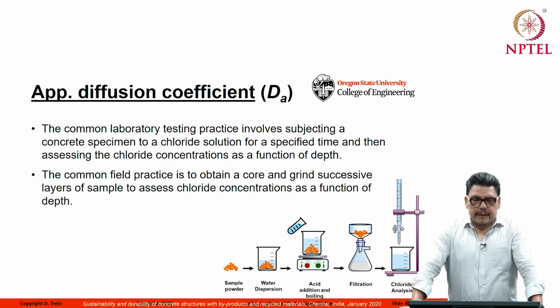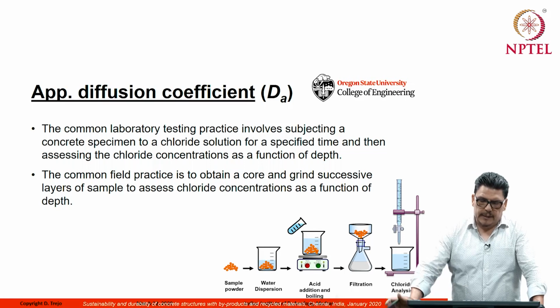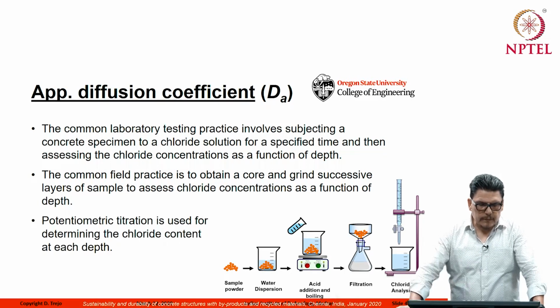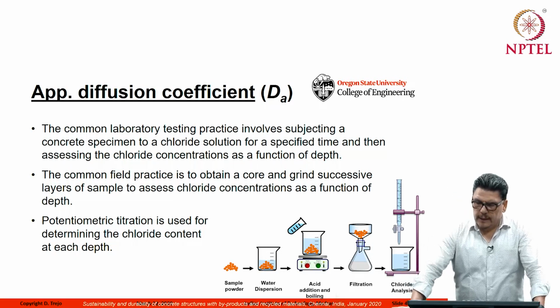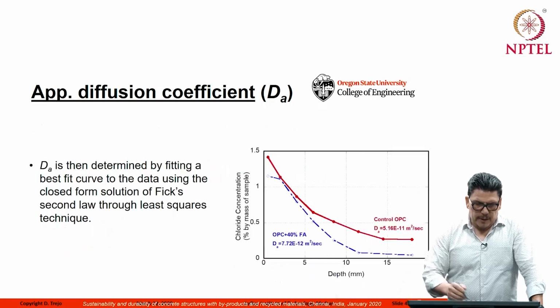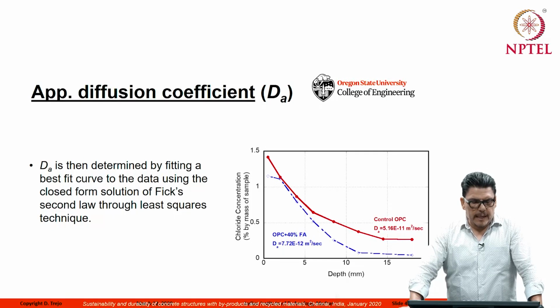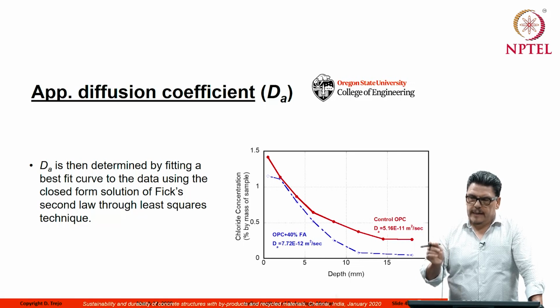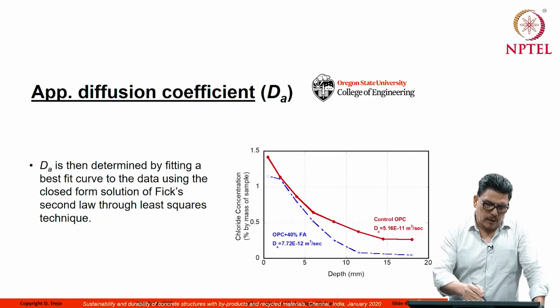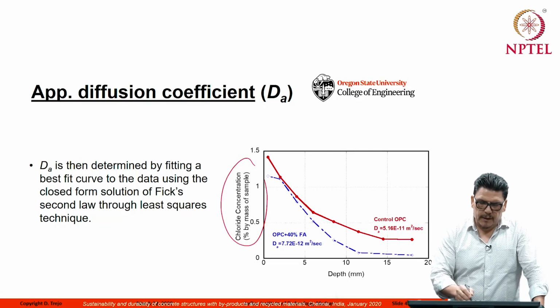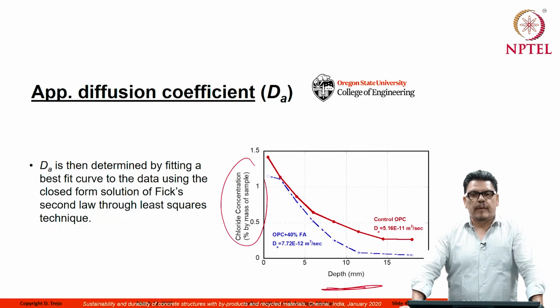The common field practice is to go out to the field, take a core, and then grind it in the lab and do the same thing. We typically use potentiometric titration to determine the chloride concentration. Then, to determine DA, we use a best fit curve. We grind it at different depths, do the analysis, look at the chloride concentration as a function of depth, and then do a best fit curve, and we can get our apparent diffusion coefficient.